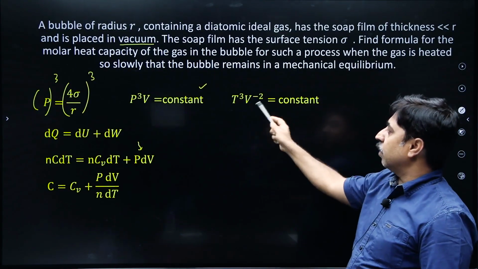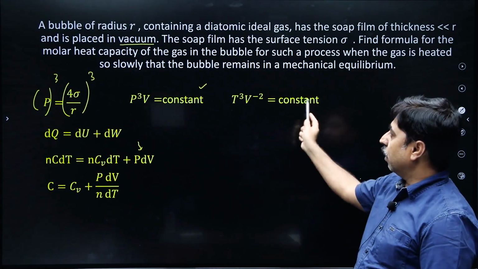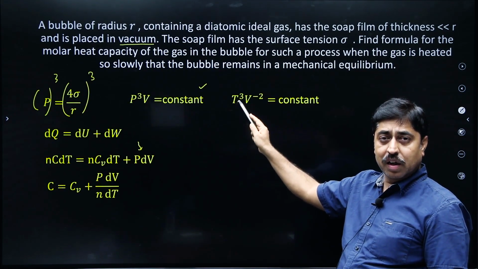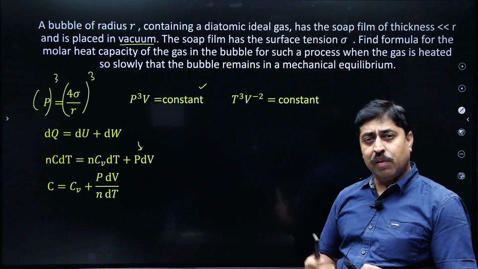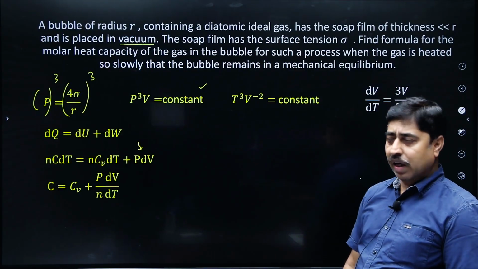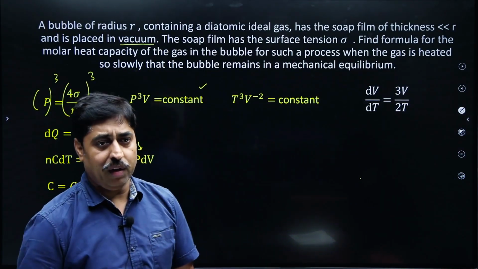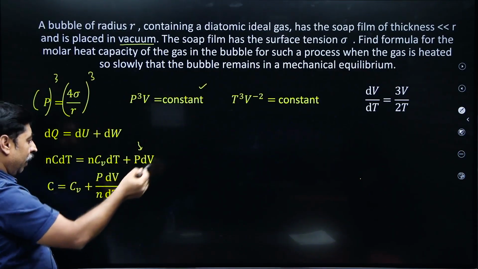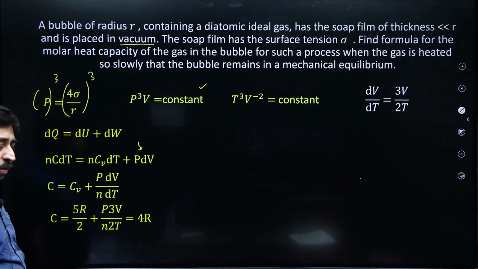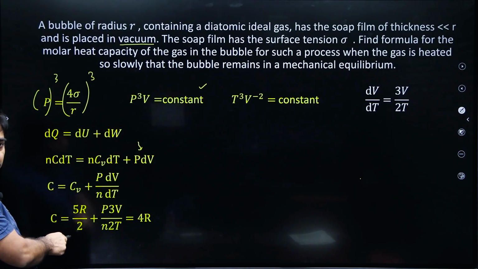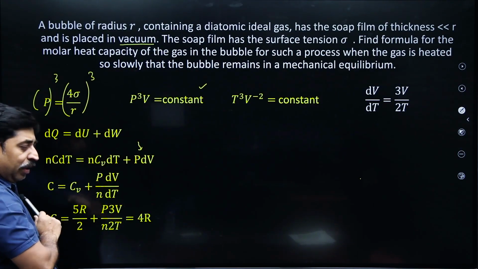Now you can take the logarithm of this equation and differentiate, because I want to get dV by dT. So just take the logarithm: 3 log T minus 2 log V is equal to constant, and differentiate it with respect to T. If you do that, you will get dV by dT is equal to 3V by 2T. So just substitute dV by dT is equal to 3V by 2T here. The value of Cv for a diatomic gas is 5R by 2, and in place of dV by dT I have written 3V by 2T.